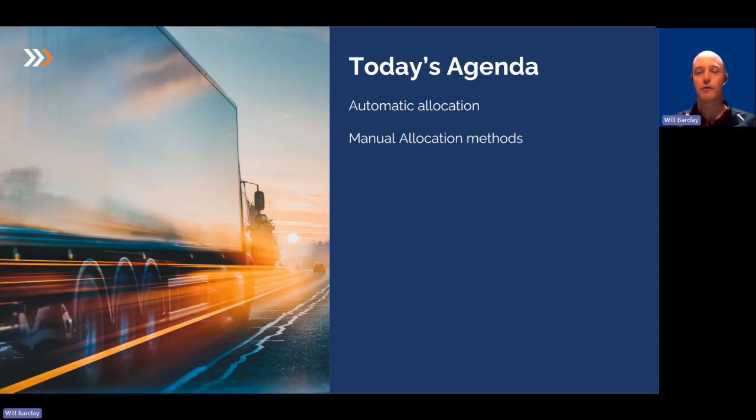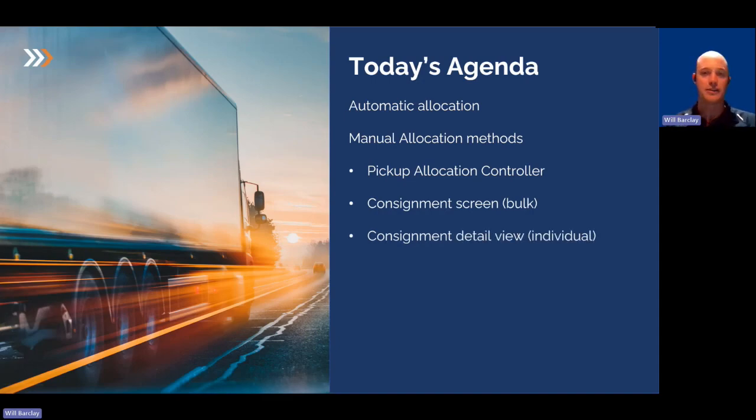You can't automate everything, but what we want to do is give you the options available to make it as easy as possible to allocate freight to your drivers. First we'll run through the pickup allocation controller, where you can pick which driver picks freight up. We'll also look at how you can do some bulk action through the consignment screen itself. We'll drill down into individual consignment detail, and you can quickly allocate a pickup to a driver from there.